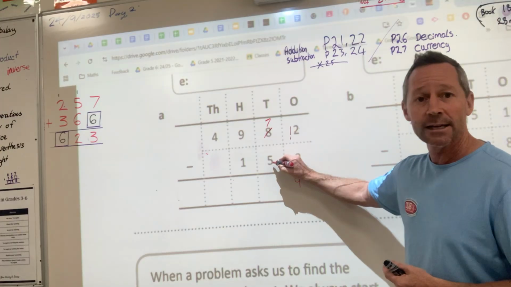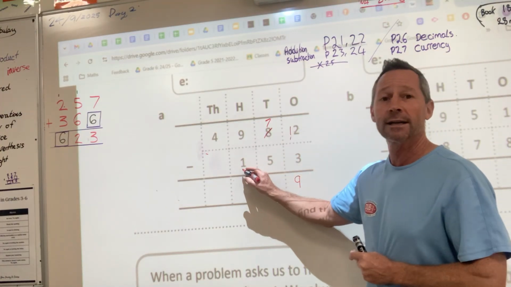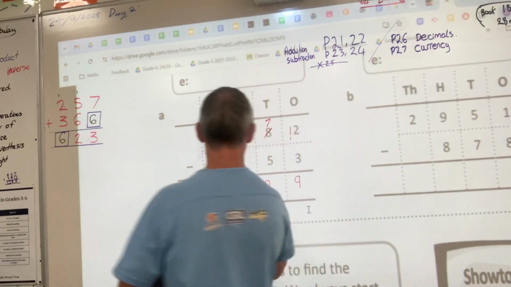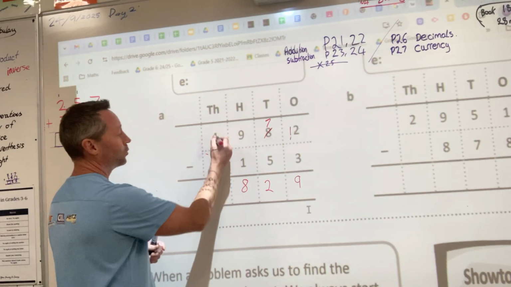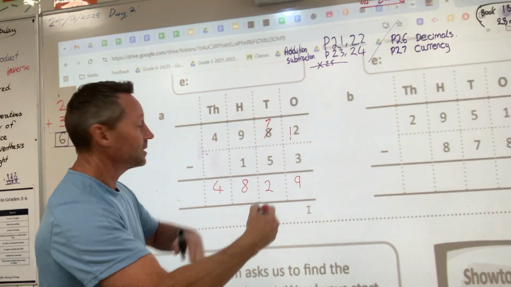7 take away 5 leaves 2. 9 take away 1 leaves 8. And 4 take away nothing, leaves 4. Again, do the inverse operation.